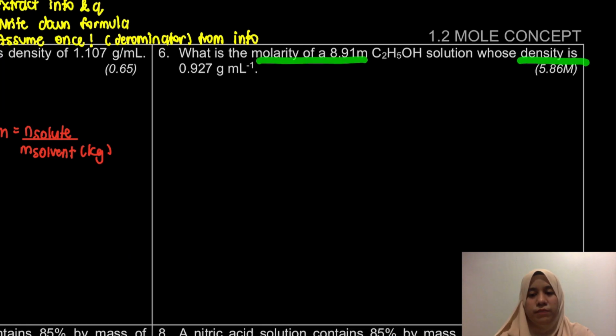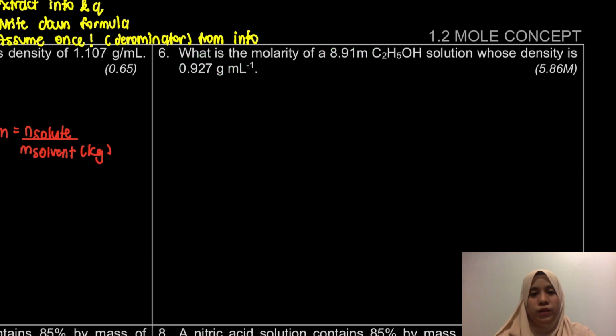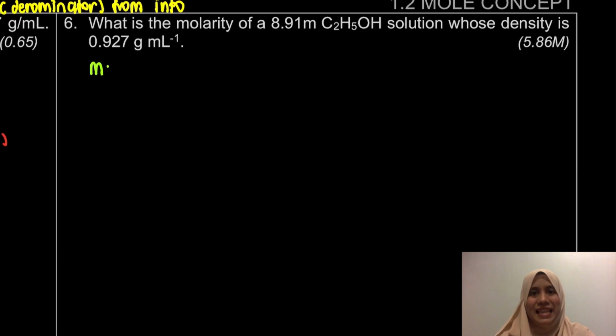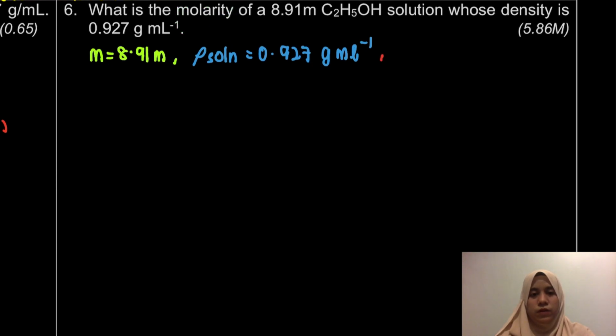Okay, so for example 6 here, this one we will do together. Okay, so let's extract the information. So we have 8.91 molality. And then the density of the solution is actually 0.927. Okay, this is density of solution. Okay, and then the question asks, what is the molarity? Okay, the capital M. So that is the question. Okay, so what is capital M? So that's for step number 1.